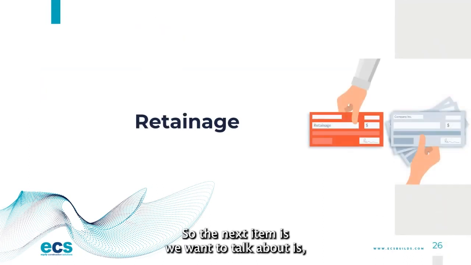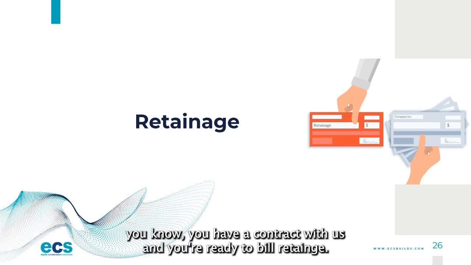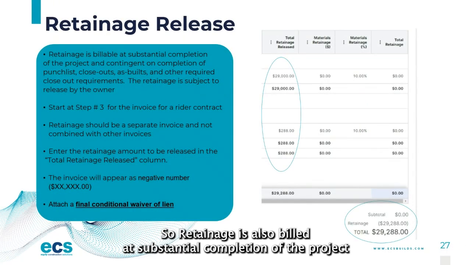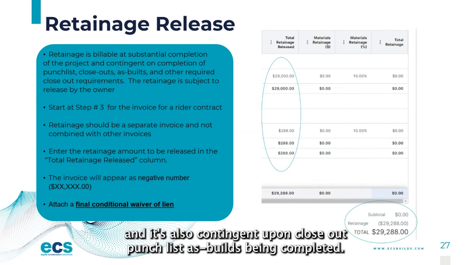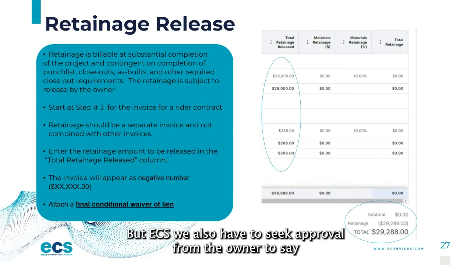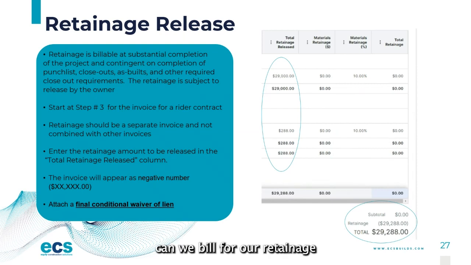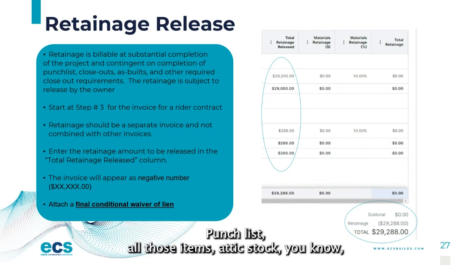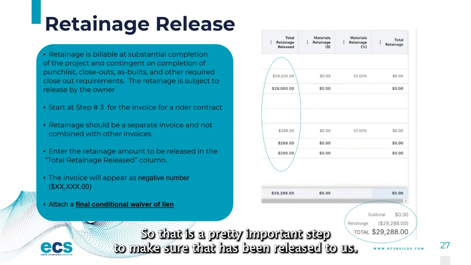So the next item we want to talk about is, you have a contract with us and you're ready to bill retainage, and how do you bill for that retainage? So retainage is also billed at substantial completion of the project, and it's also contingent upon closeout punch list items being completed. But ECS, we also have to seek approval from the owner to say, can we bill for our retainage? So we have to reach out to all of our owners and say, hey, we're done. Are you satisfied with everything? Punch list and all those items. Are you fine to release our retainage to us? So that is a pretty important step to make sure that has been released to us.